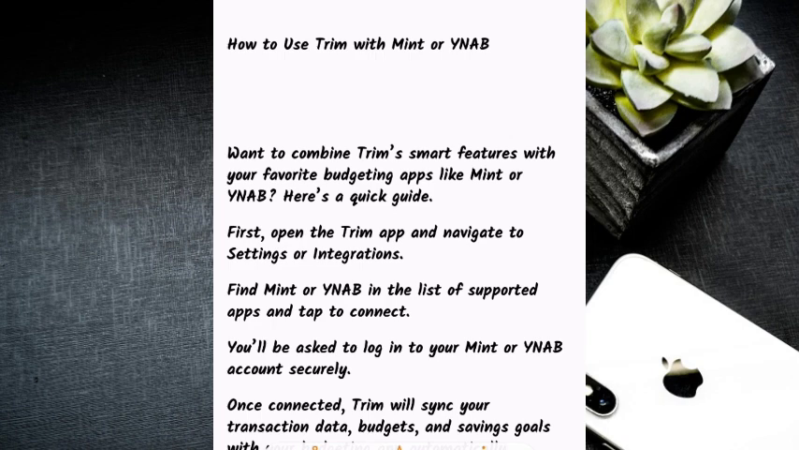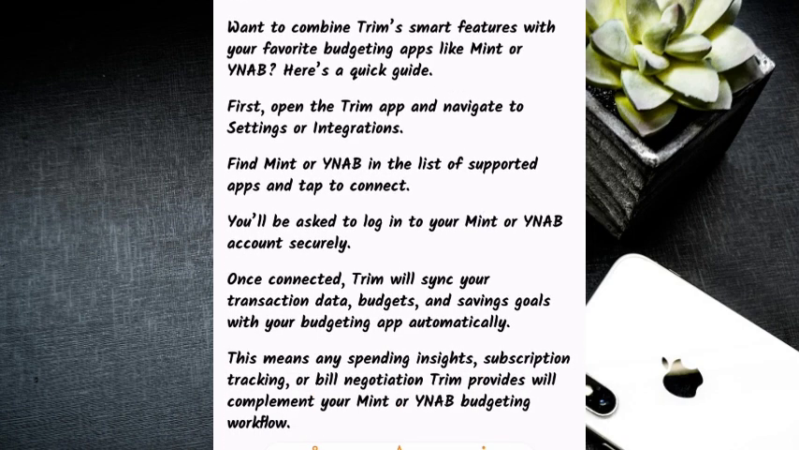First, open the Trim app and navigate to Settings or Integrations. There, find Mint or YNAB in the list of supported apps and tap to connect. You're going to be asked to log into your Mint or YNAB account securely. Once connected, Trim will synchronize your transaction data, budgets, and savings goals with your budgeting apps automatically.